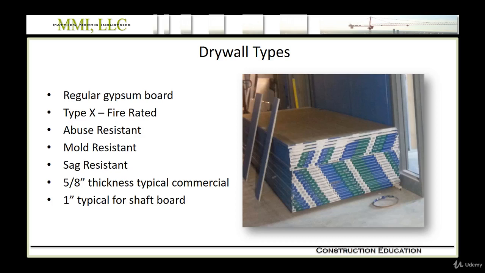Next we have sag-resistant drywall, and this board is a little bit lighter than regular drywall, and it's installed on ceilings. And because it's a little lighter, you're less susceptible to drywall sagging. So I would say that's not specified very often, but something to keep your eyes out for. What is specified very often in most applications, whether it's walls or ceilings, is 5/8 inch thick, typical commercial drywall. And you'll see this in almost all applications in commercial, except for in a shaft. So if you have a shaft board, that's typically that 1 inch thickness like I described earlier.